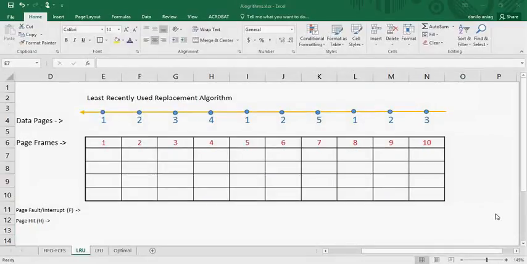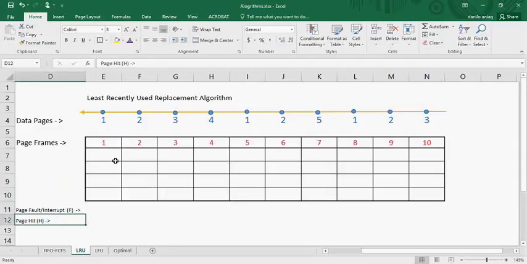So in our second simulation example, this time we're going to use the least recently used replacement algorithm, intentionally using the same set of data pages, all 10 of them, as you can see here: 1, 2, 3, 4, 1, 2, 5, 1, 2, 3. It's the same set of data pages we had for the first algorithm, which is first in, first out. We're also using 4 page frames for the memory. And as usual, we're going to track the loading of all these data pages to the page frames, and from there we're tracking the percentage of page faults or page interrupts as well as the page hits.